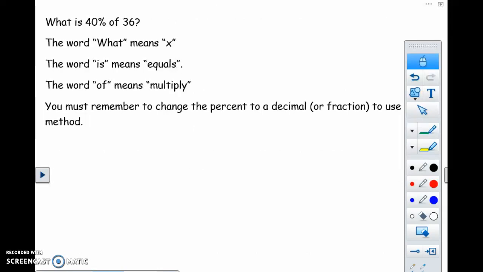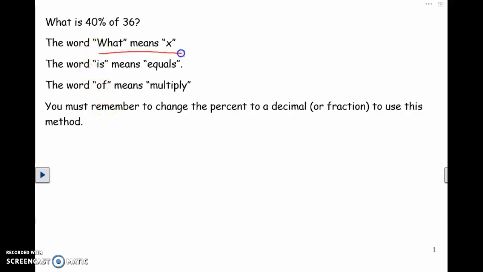Okay, this next part, this is where you get to do the fun stuff. That was just way too much work, so we're going to do it differently this time. What is 40% of 36? Let's do the quicker method that you used yesterday. The word what means X, so please underline that. What means the X. That's the part we're looking for.